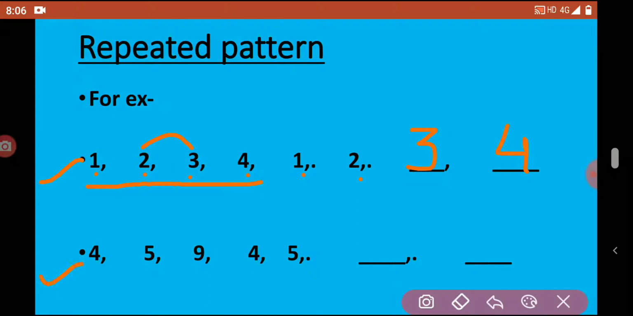Now another example. Here the numbers are 4, 5, 9, then again 4, 5. So after observing the previous, we will notice there is 9 after 5. So here also there is 9, then again 4. So in repeated pattern we observe the pattern and try to find out the next one.